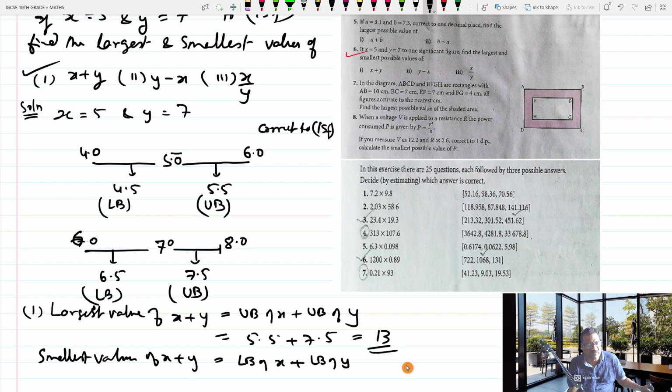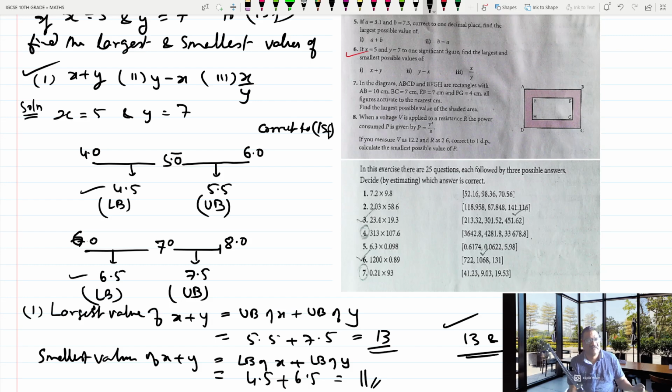Okay, now what is the lower bound of x and y? 4.5 and 6.5. So you add 4.5 and 6.5. This should give you 11. So the answer for this first part is 13 and 11. This is the largest value, this is the smallest value of x plus y.